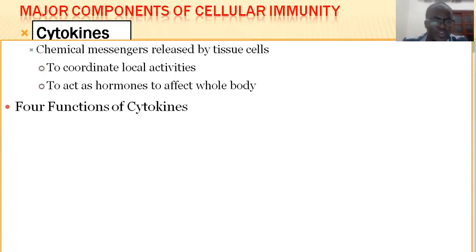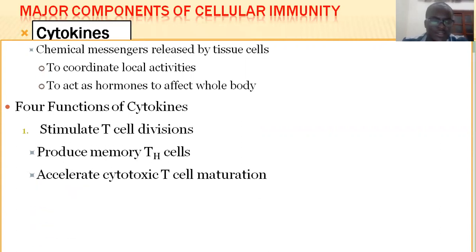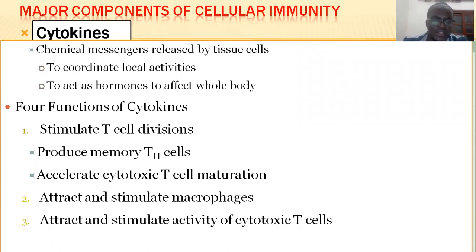So there are 4 functions of cytokines: to stimulate T cell divisions, to produce memory T cells, accelerate cytotoxic T cell maturation, and also to attract and stimulate macrophages, to attract and stimulate activity of cytotoxic T cells. So all these, you're looking at chemotaxis. They can also promote activation of B cells. So these are just general functions of cytokines.